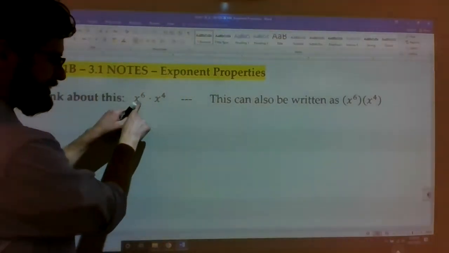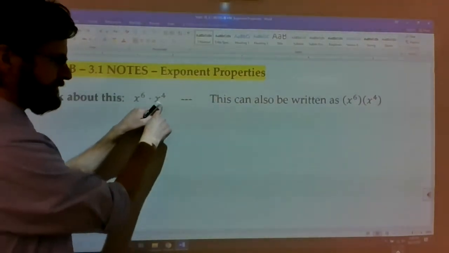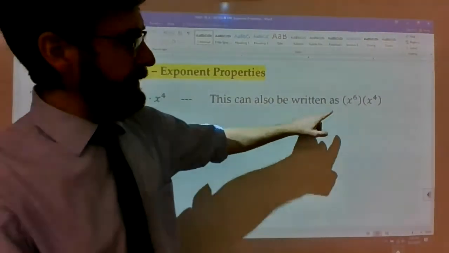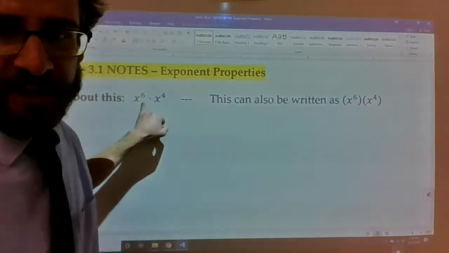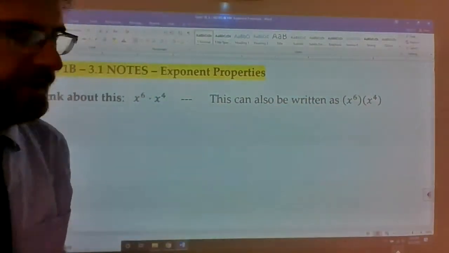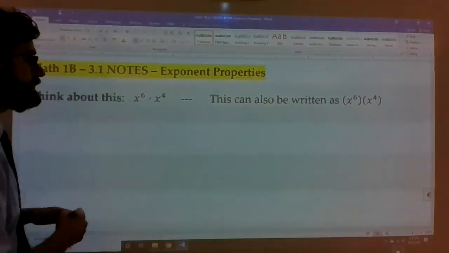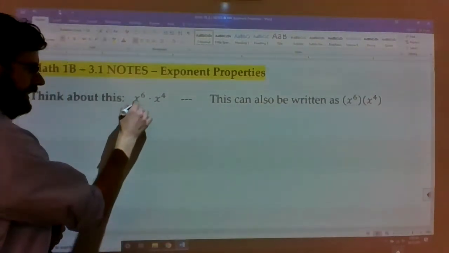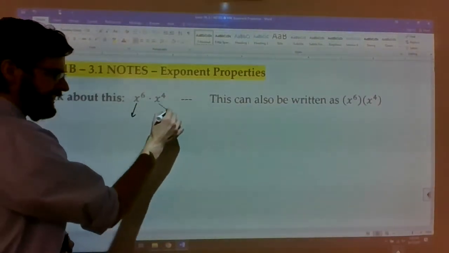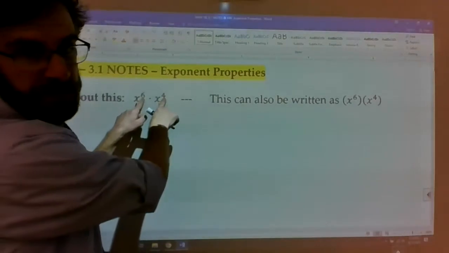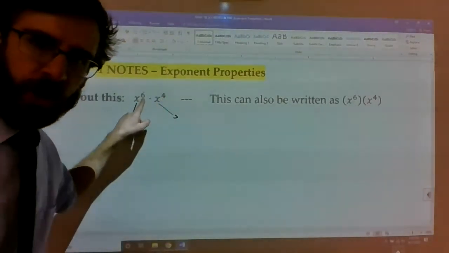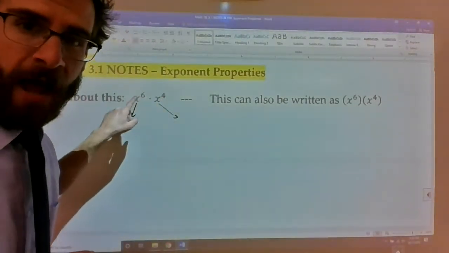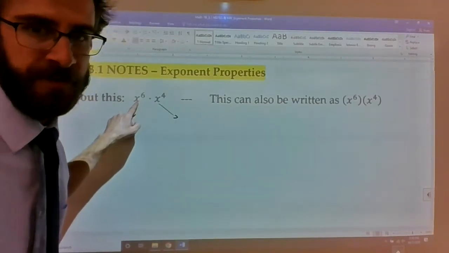So think about x to the 6th power times x to the 4th power, which could also be rewritten with parentheses. These two basically mean the same thing. I guess we need to understand what these little numbers mean. The little numbers are called exponents. The exponents tell you how many times you take the base times itself.